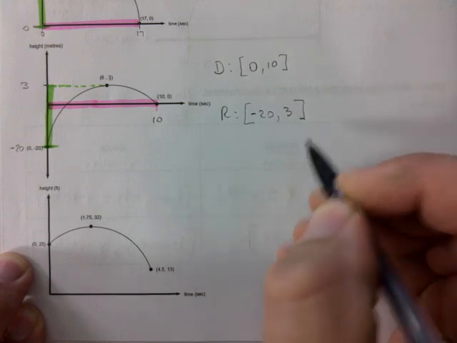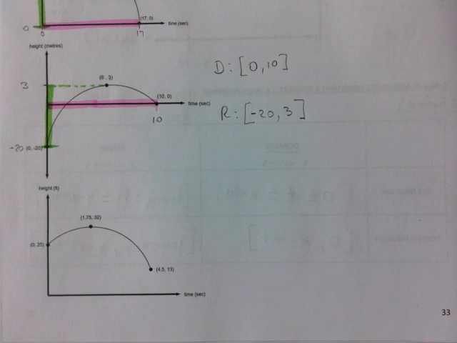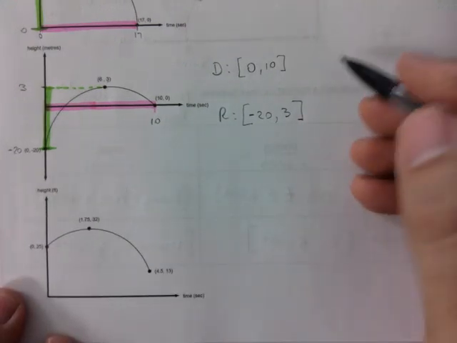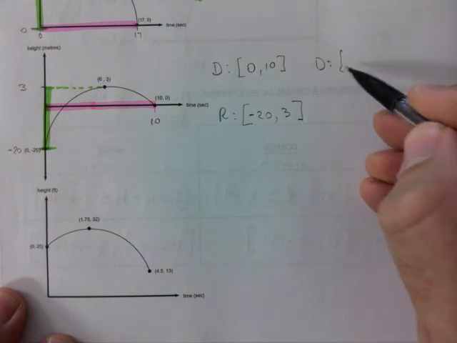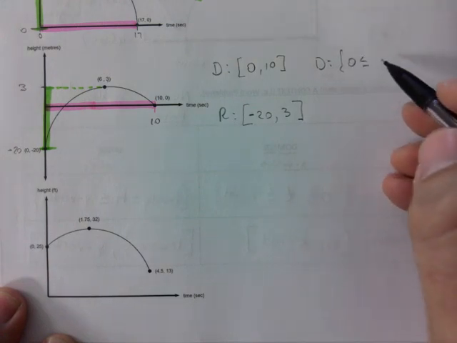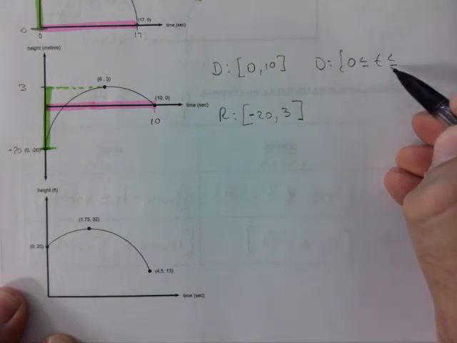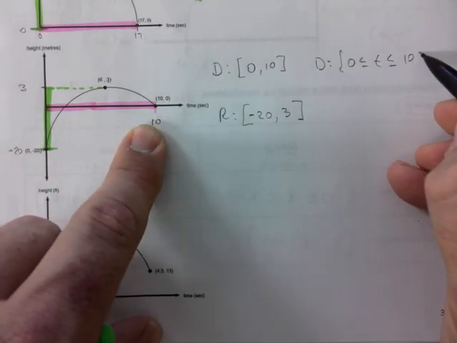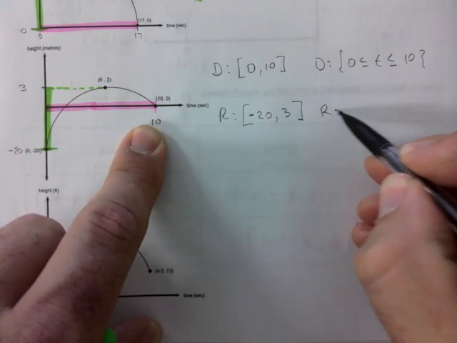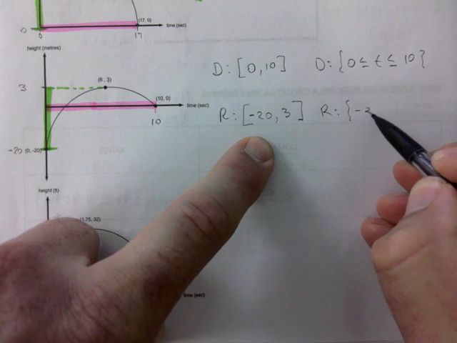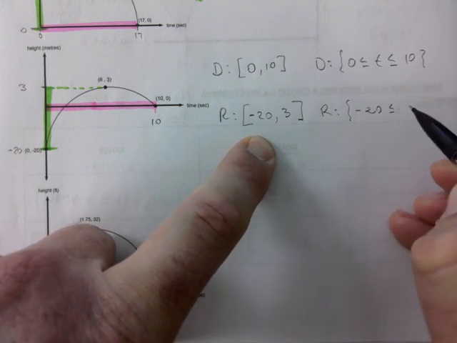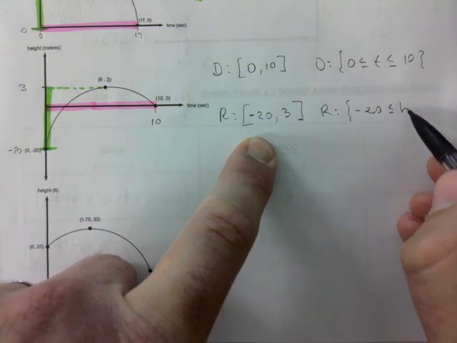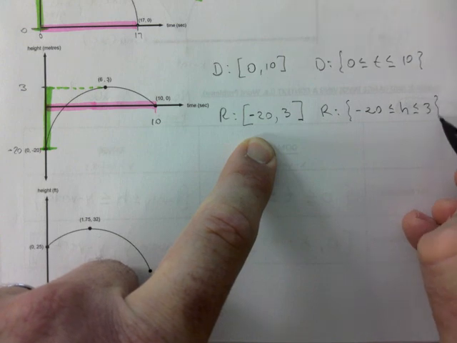I hope you got this one. If you did, go like this. Good job. And so domain, that's so silly, Mr. Dirksen. I'm never going to do that. t, and this goes all the way to 10. Okay. Range from -20 all the way to 3.